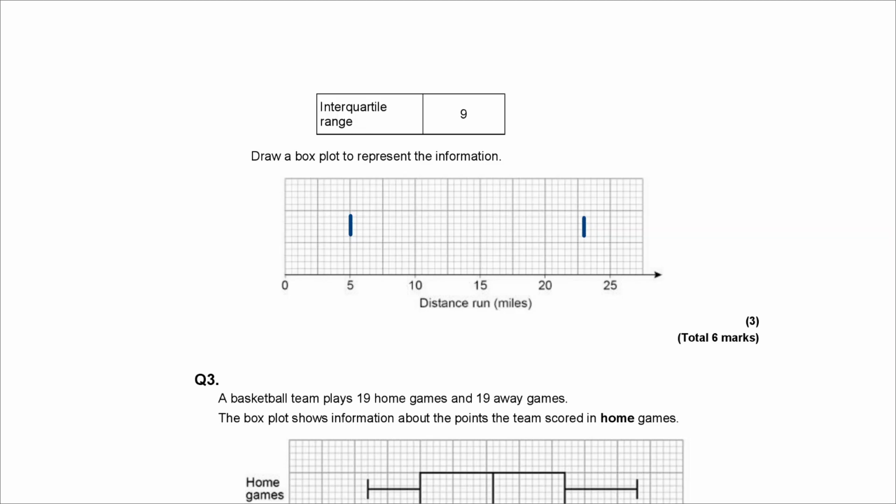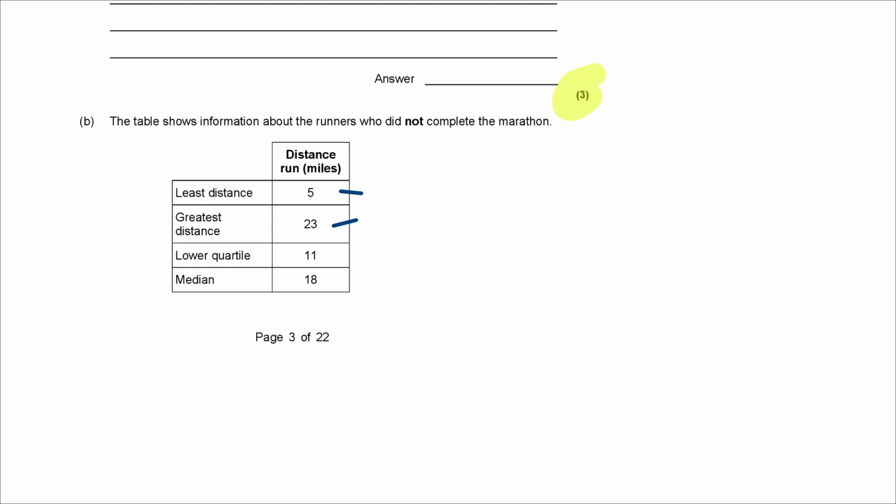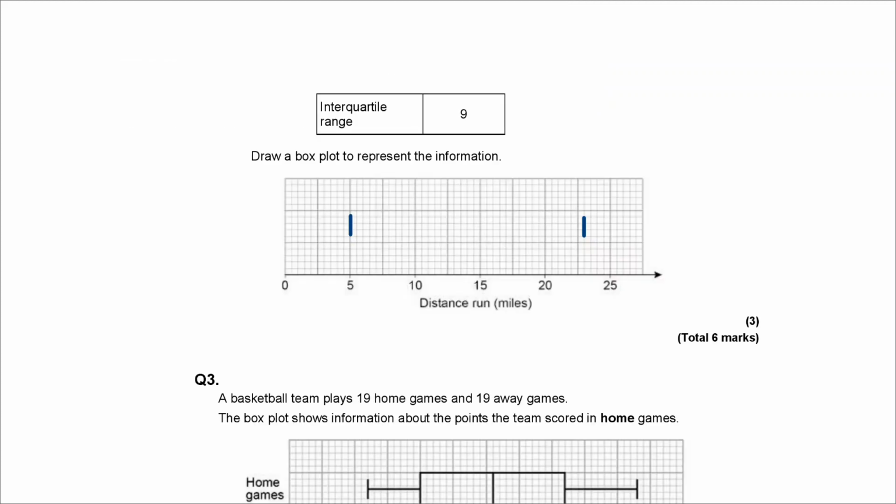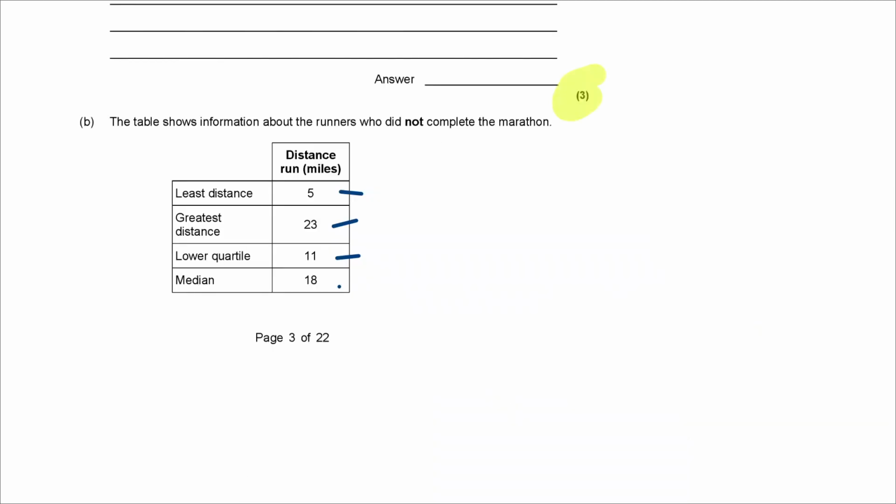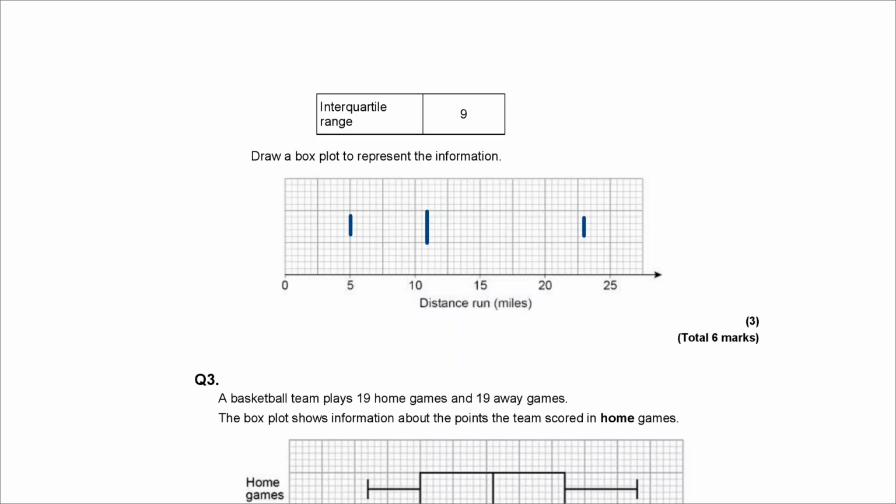That's 23 there. The lower quartile is 11. 11's going to go there. Let's make it a little bit longer. That's good. That one's done. The median is 18. That's going to be 18 up there. 18 goes there. Make it a little bit neater.